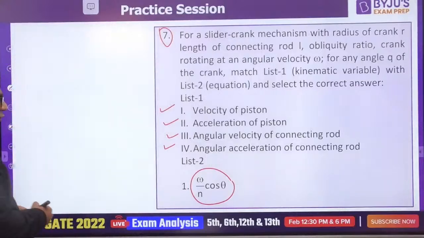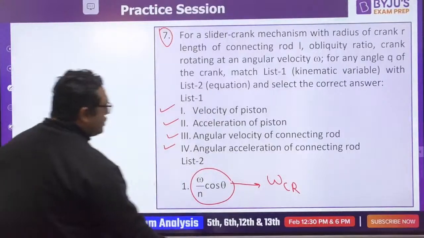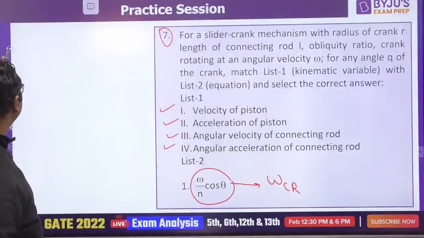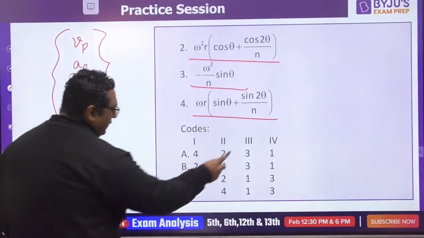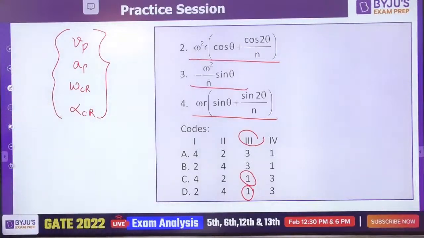Okay, let me clear you that this is nothing but angular velocity of connecting rod. So, angular velocity of connecting rod is third. Third will be going with 1. So, either C or D can be the right answer.